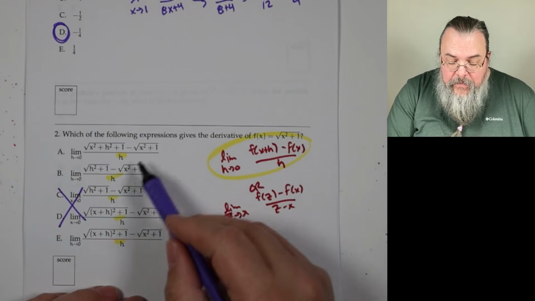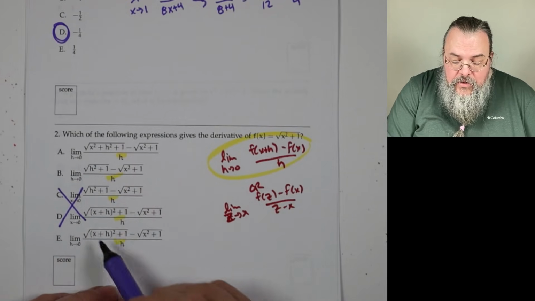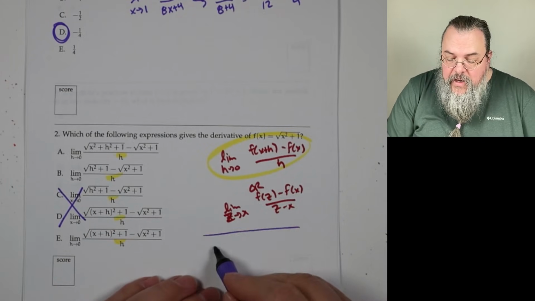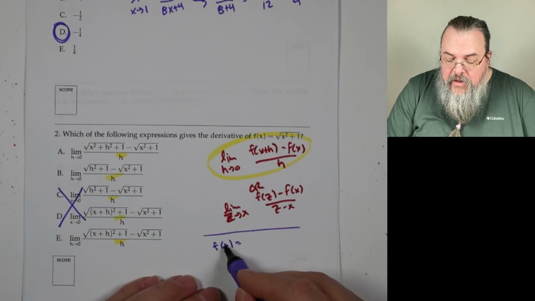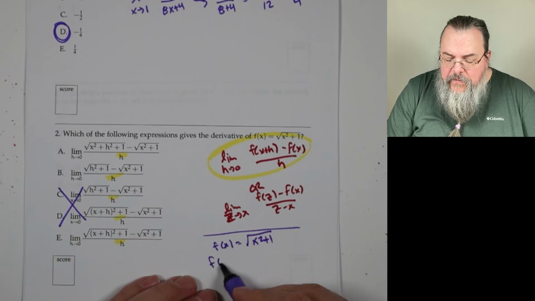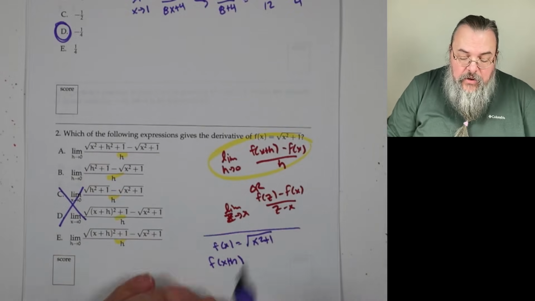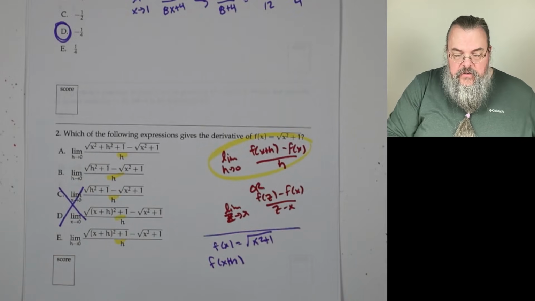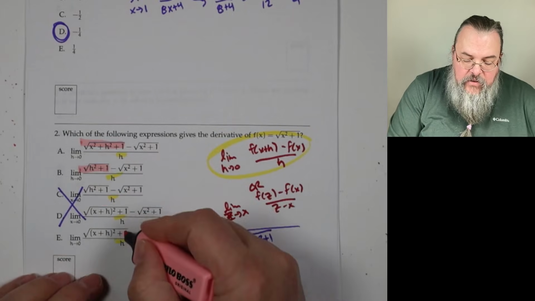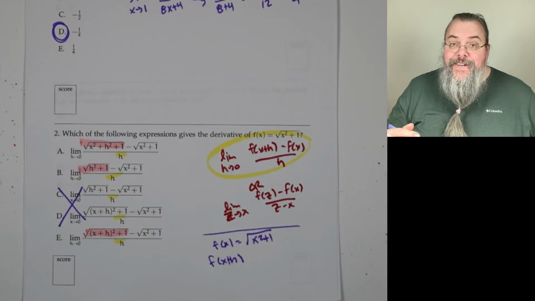And now we say, okay, let's look at what's left. All of them have the same f of x piece, so it's all going to boil down to what you see here. So, given f of x is the square root of x squared plus 1, what is f of x plus h? That's the only thing that we don't know. So the question is, which one of these 3 pieces has the right form of f of x plus h?